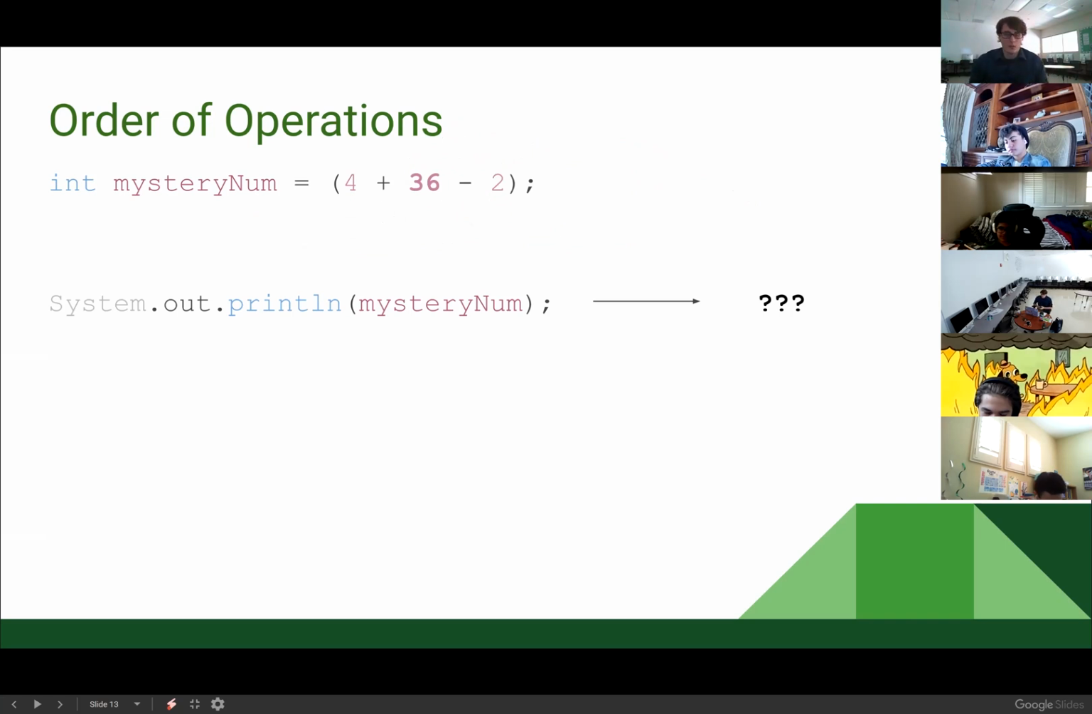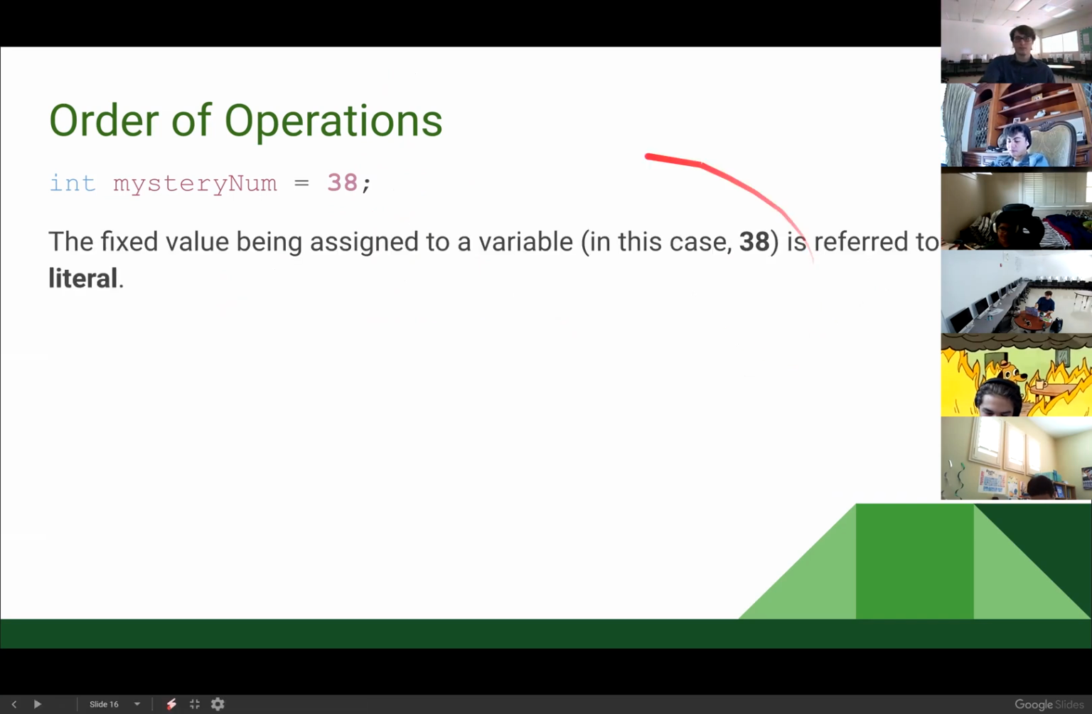Which is going to happen first? Do I do the addition or the subtraction first? Addition, because it is the leftmost operation here. So 4 plus 36 is 40. 40 minus 2 is 38. So when I print my mystery num, I see 38.